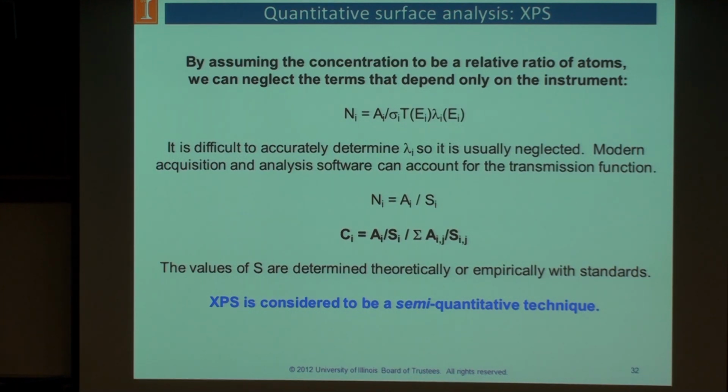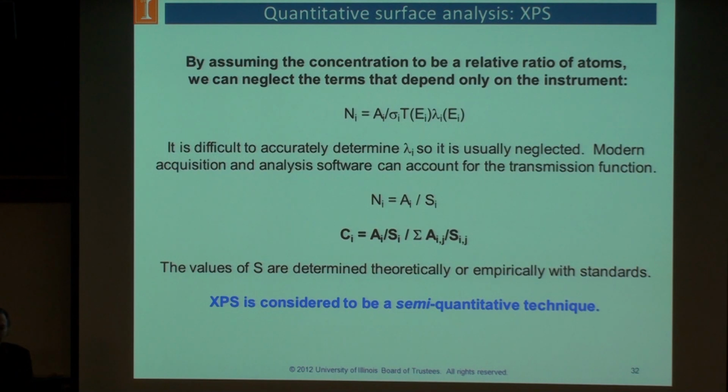Now, generally, because of difficulties involved in calculating the inelastic mean free path, we generally neglect that. As you saw in my earlier slide, we can calculate those numbers for pure materials, but often what we're looking at is an unknown material. That makes it a little bit more difficult to calculate the mean free path. So usually we'll neglect that.